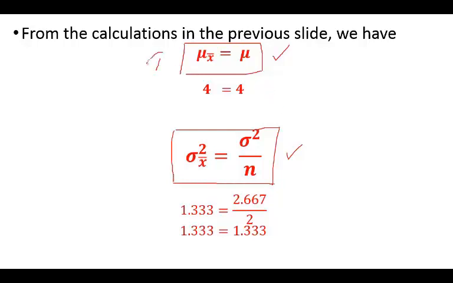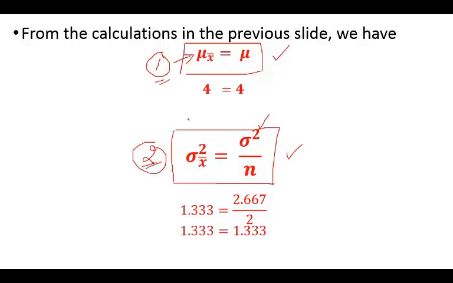Number one property is that the mean of all possible sample means is equal to the population mean. The second property is that the variance of all possible sample means is equal to the variance of the population divided by the sample size. Now these two results have been established, which we will use further in testing of hypothesis. Remember these two results. These are very important results.